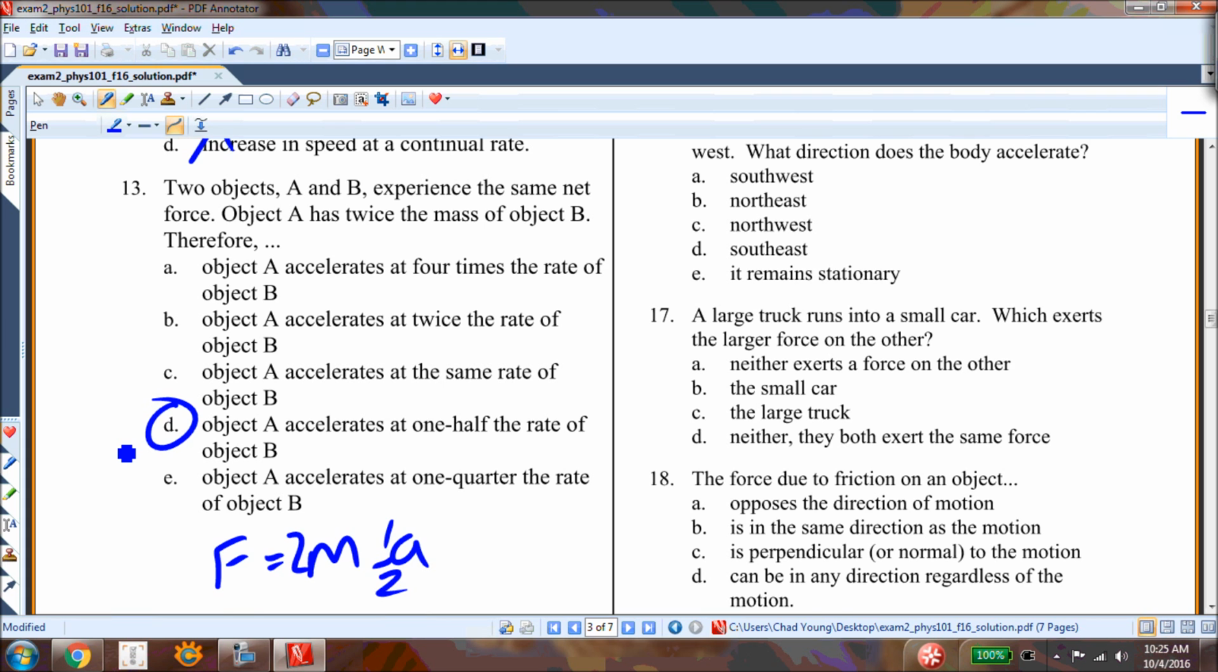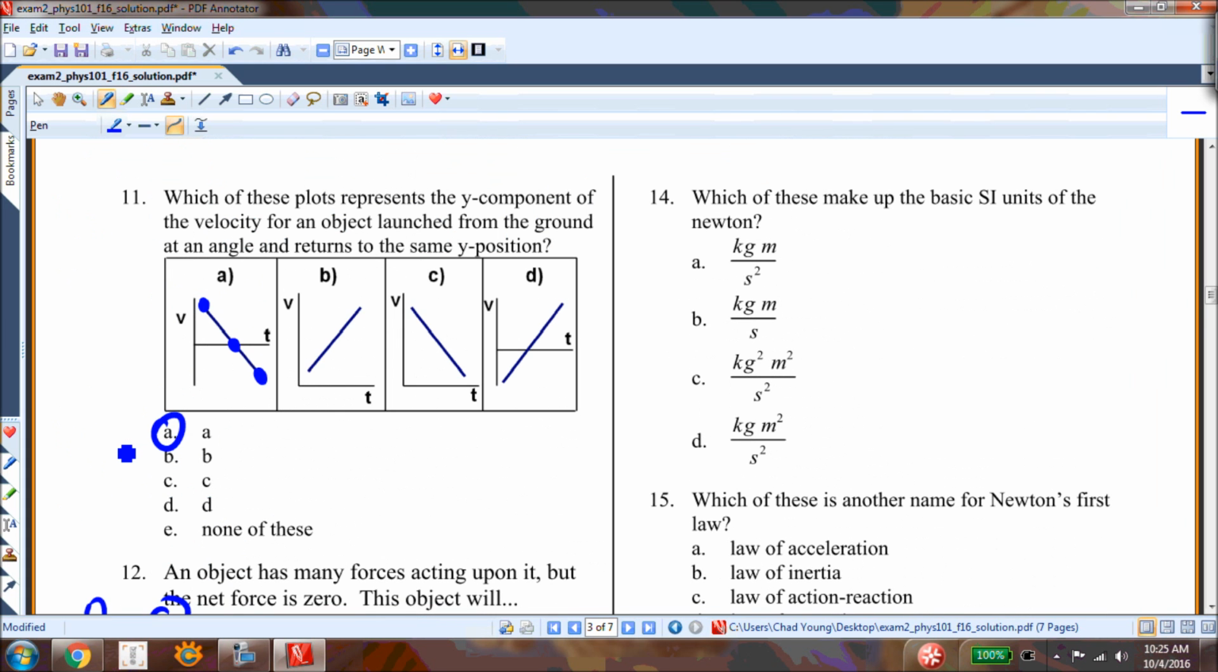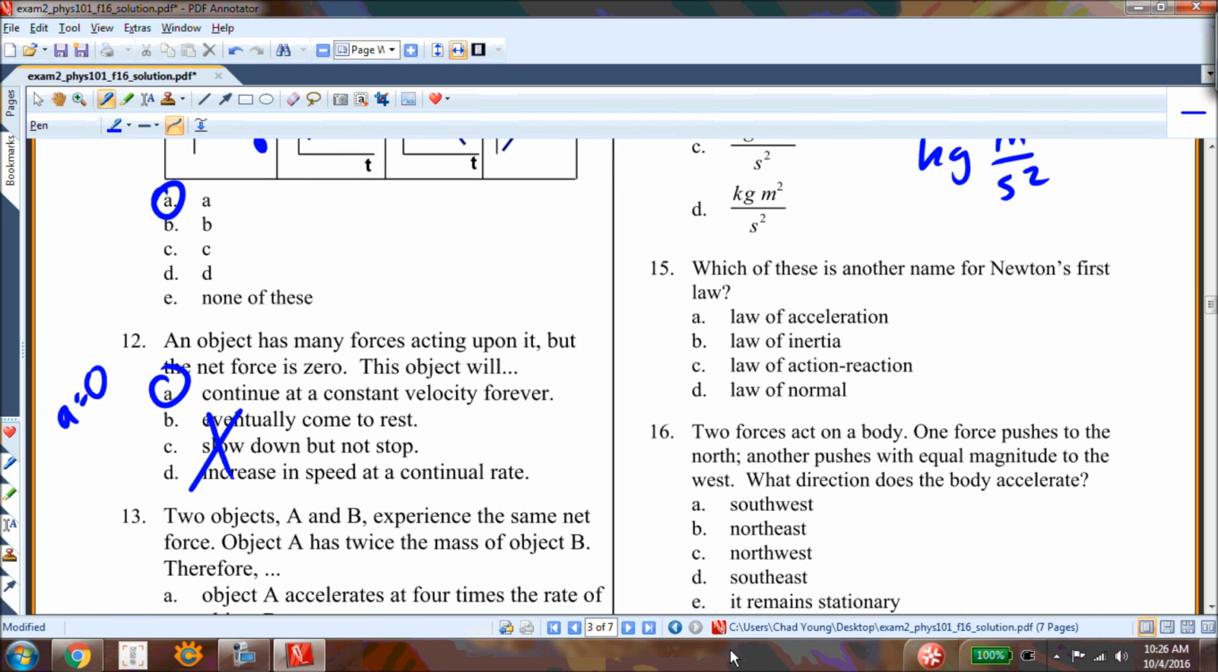So 13 is D. Which of these are the basic SI units for force? Well, F equals ma. That's kilograms, meters per second squared. That's A. Which is another name for Newton's first law? Law of inertia. This is the second law, this is the third law, and this is just made up.